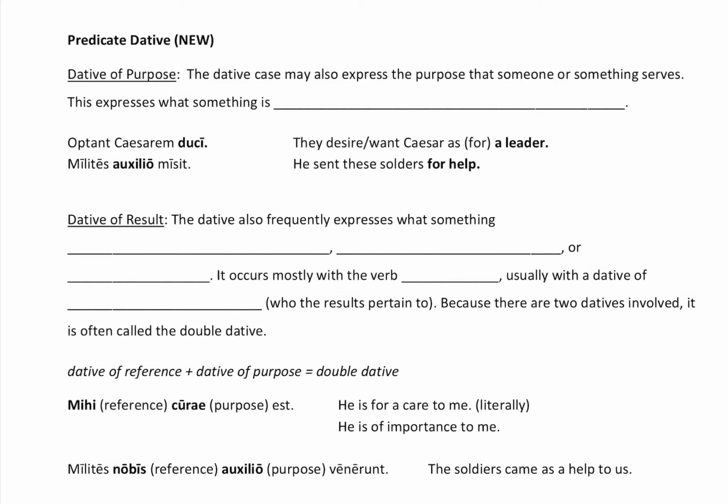So the dative case may also express the purpose that someone or something serves. It expresses what something is intended to be. I did this, or I did this thing, or I sent these people. What was my intention? What was my desire for them? Okay, so if I said optant Caesarem duci. So here we have in the dative, they desire or want Caesar for a leader. So there's the for if you want to use it. You would either say they desire, want Caesar for a leader, or you could say they want Caesar as a leader. Optant Caesarem duci. Okay.